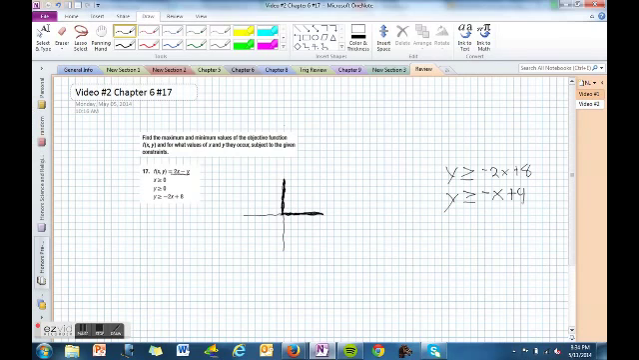So we would graph it as the y-intercept is at positive 4, and we're going to draw a negative slope through here.